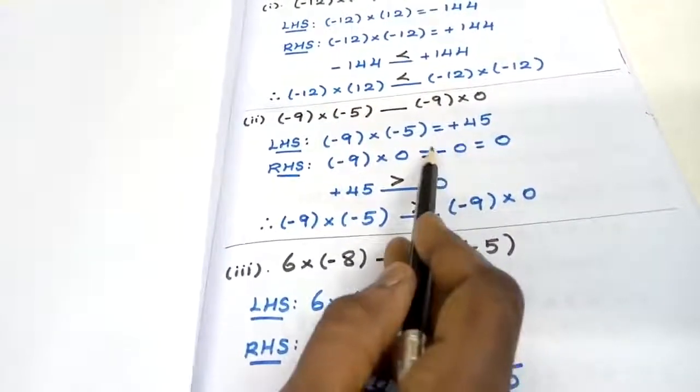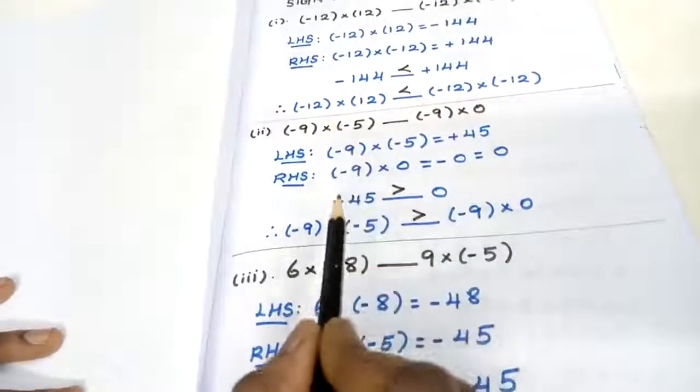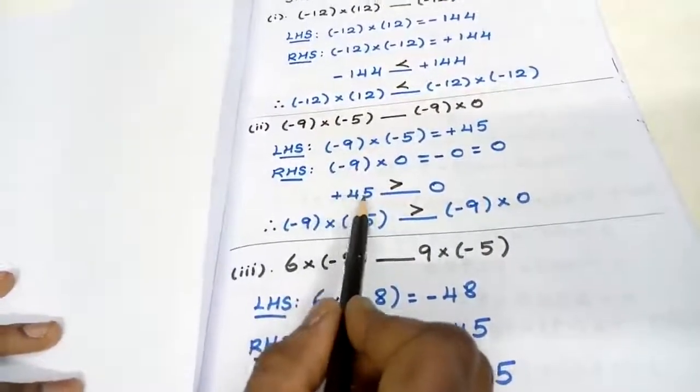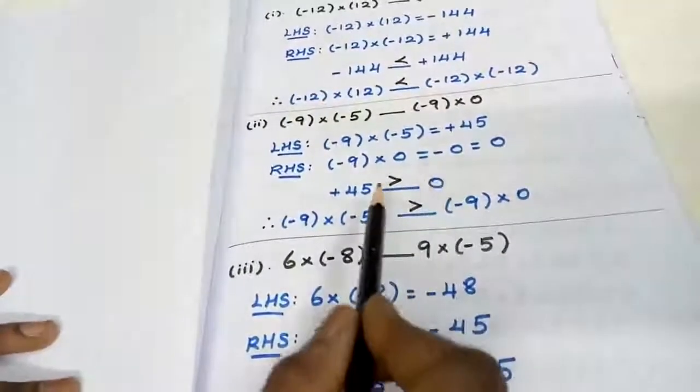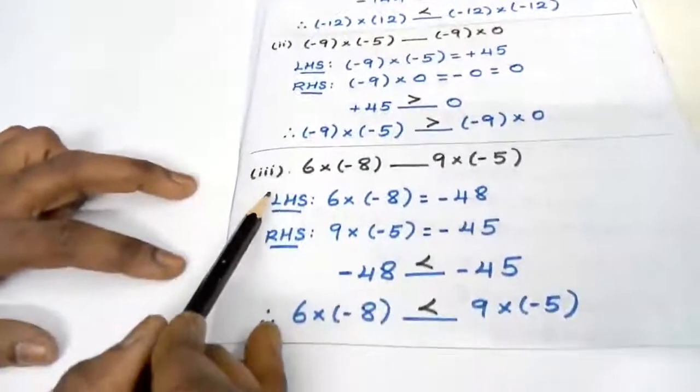Even negative 0 is considered to be the positive 0. So in the same way I am just comparing. So plus 45 is greater than 0. So I am replacing the question. Coming to question number 3.